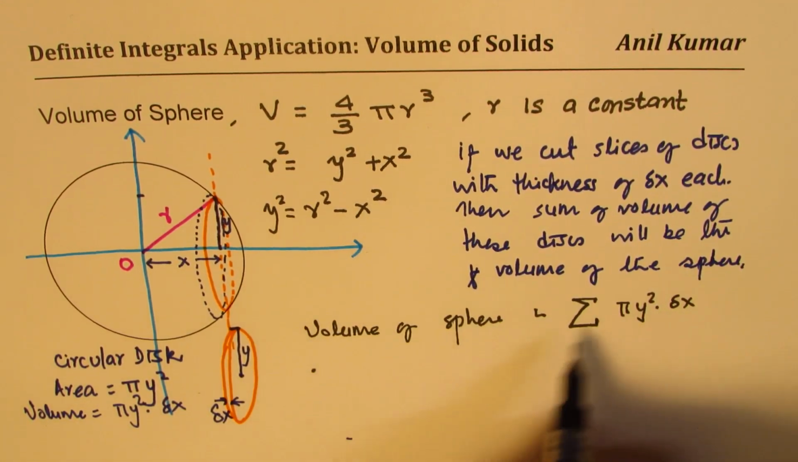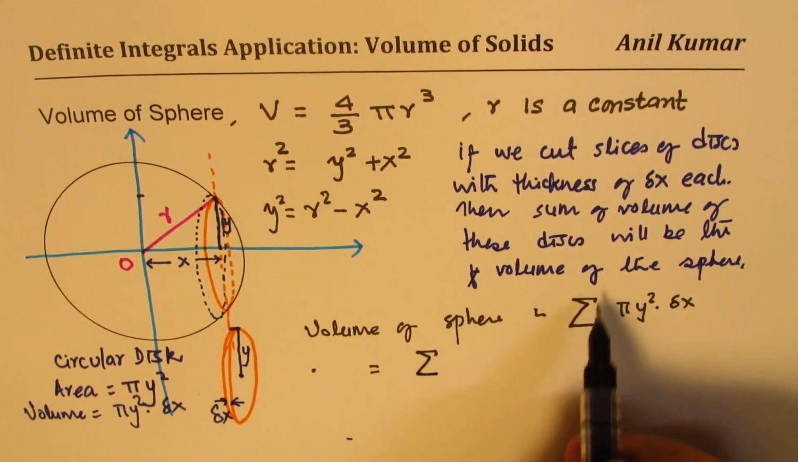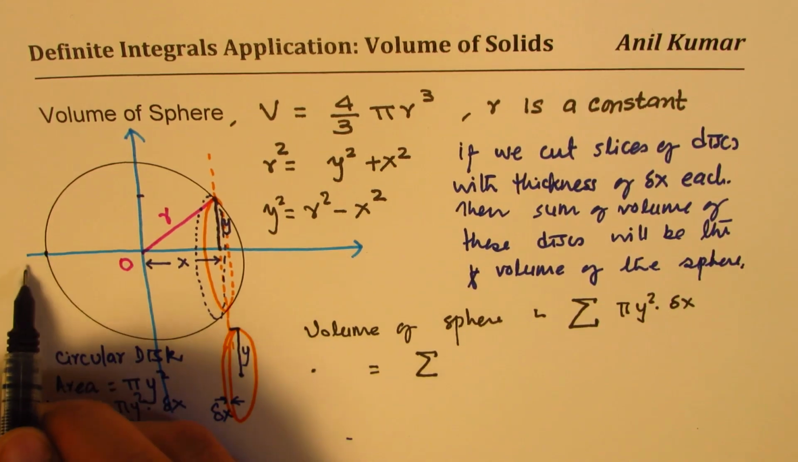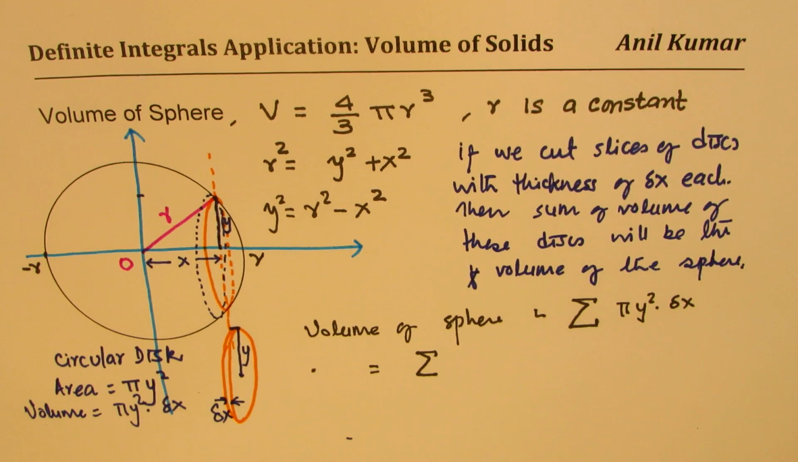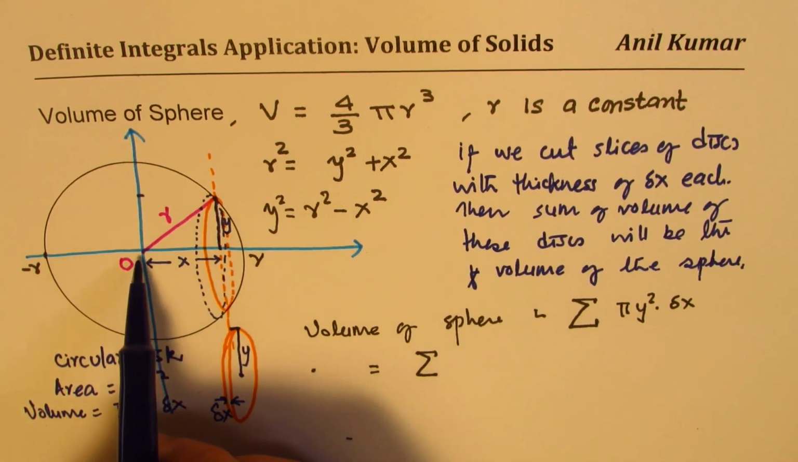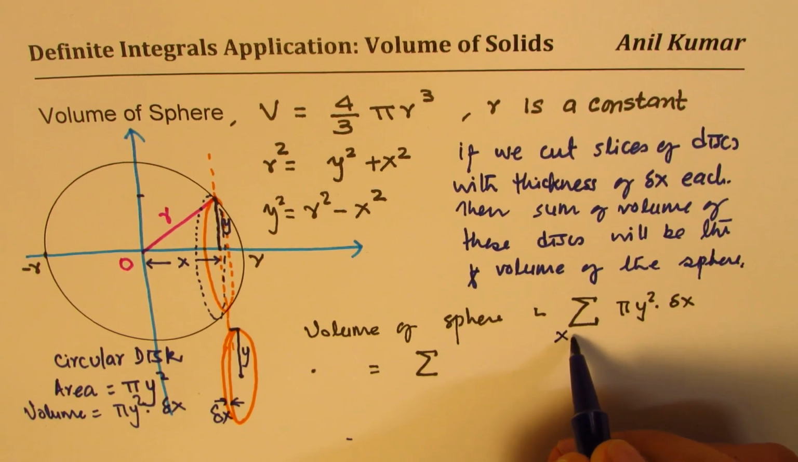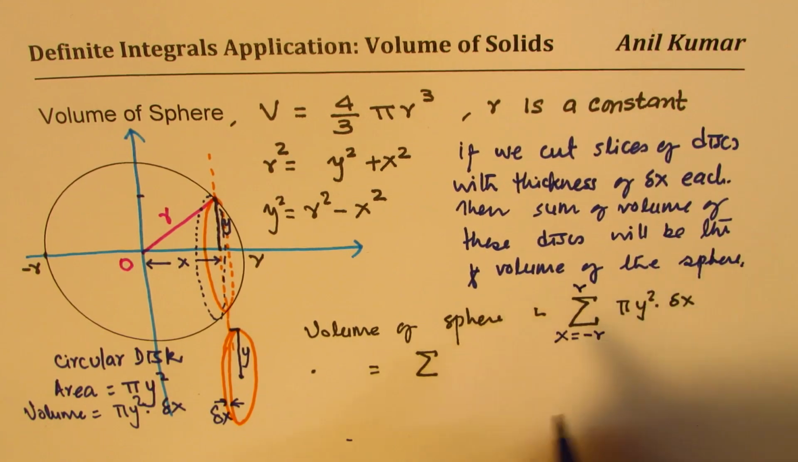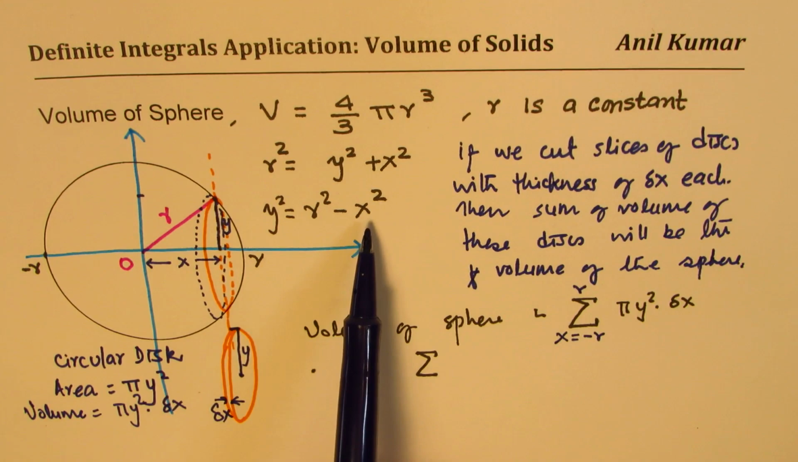R is constant. So we can say that this is equal to the sum when x is changing from this place here, which will be minus r, and this place will be r. So what is varying here? Basically, as you move along, it is the x value which changes from minus r to plus r. From minus r to plus r. You understand now? Y is a function of x, right?